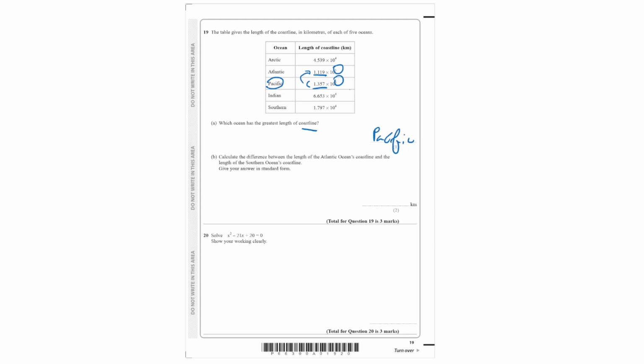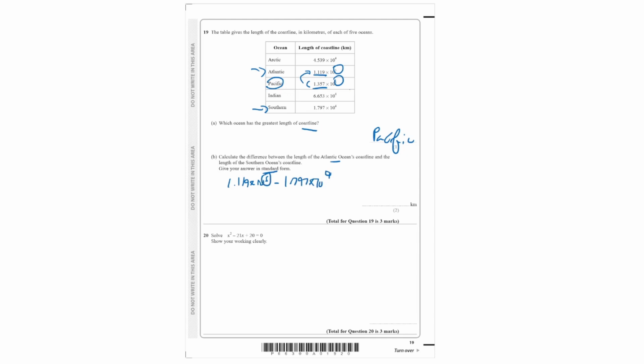Calculate the difference between the length of the Atlantic Ocean and the length of the Southern Ocean's coastline. Give your answer in standard form. Okay, so we can see here that Atlantic is 1.119 times 10 to the power of 5 minus Southern, which is 1.797 times 10 to the power of 4.